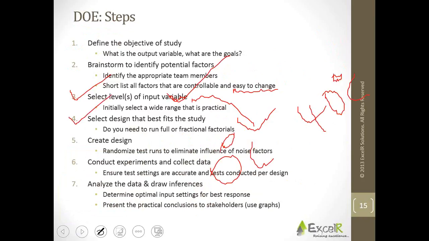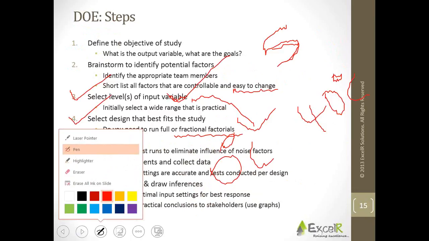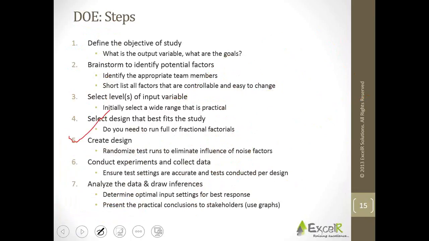Then select the design that best fits the study. Do you want to perform full factorial? Right, there are conditions that we have already discussed. When do you do full factorial? If the number of factors is between 1 to 5, right? If it is greater than that, then you'll most probably opt for fractional factorials, because you cannot keep on running the experiments. You need to stop somewhere. And then you create the design.